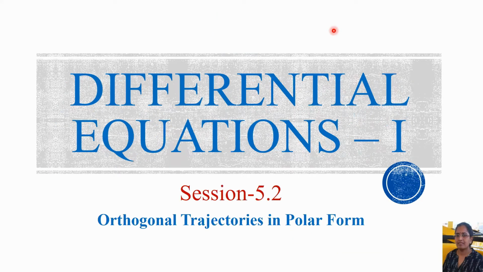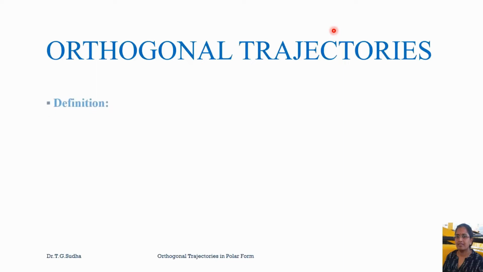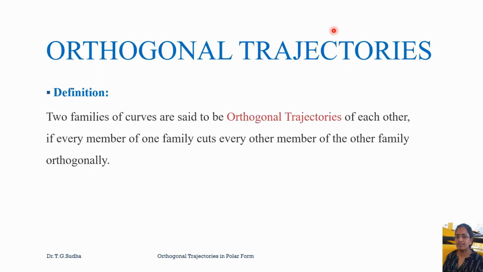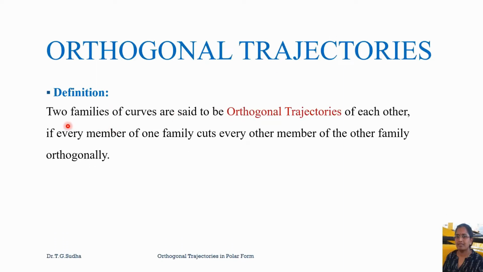In this session, let us discuss about the orthogonal trajectories in polar form. So, definition of orthogonal trajectories. Two families of curves are said to be orthogonal trajectories of each other if every member of one family cuts every other member of the other family orthogonally. We have already seen this definition as well as some examples in the previous session.